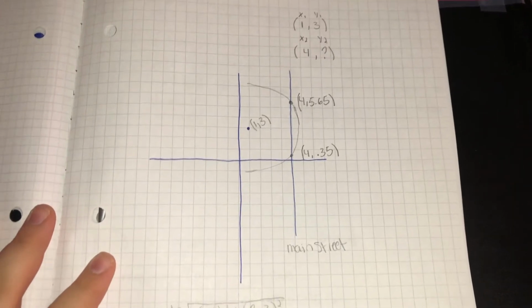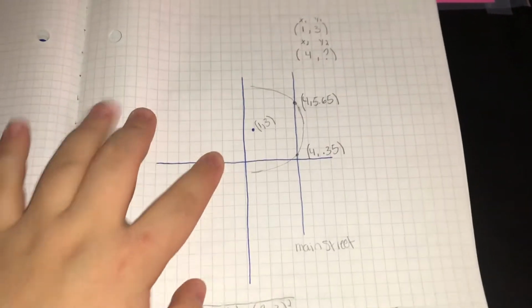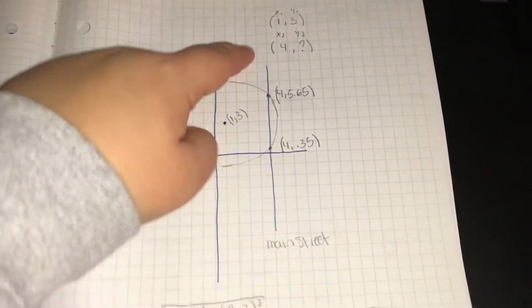Alright, so for our first problem, we had a plot where this ice cream shop could be. So we were given where our house was. It was at 1 and 3, and then we were given Main Street, which is going to be 4 blocks away, somewhere on Main Street.